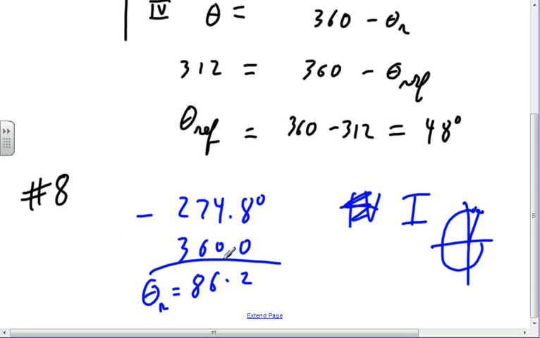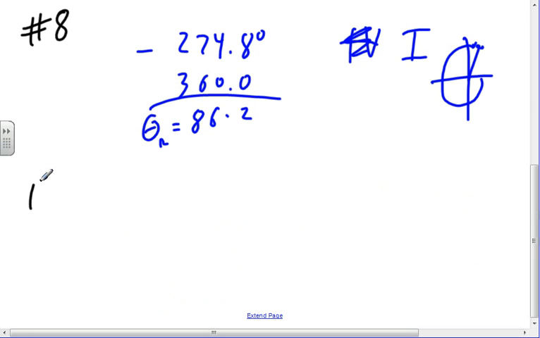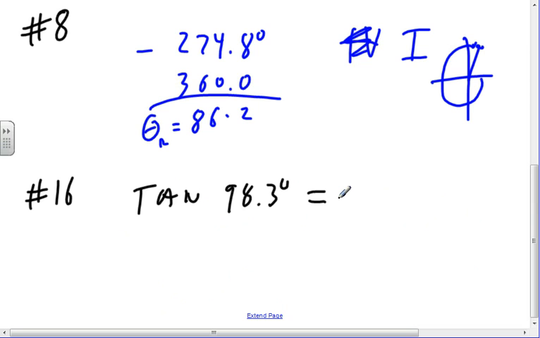Number 16. We've got the tangent of 98.3, and we want it to 4 significant digits. All right, so I get my tangent button, 98.3, close parentheses, minus 6.85475. 4 significant digits, 1, 2, 3, 4. Okay, so final answer, minus 6.855.